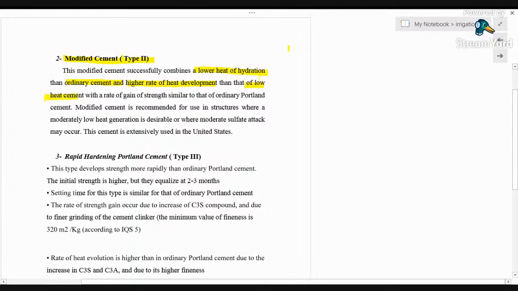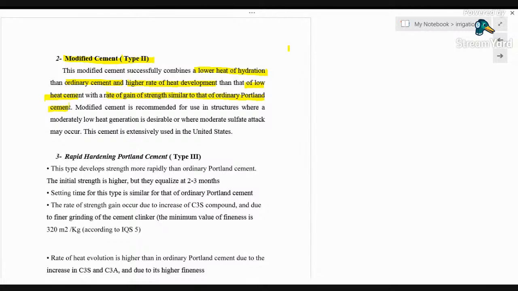So the heat of hydration should always be in between the ordinary Portland cement and low heat cement. It combines a lower heat of hydration than ordinary Portland cement and a higher heat of hydration than low heat cement, with a rate of gain of strength similar to the ordinary Portland cement. So for modified cement, the heat of hydration is less than ordinary Portland cement.